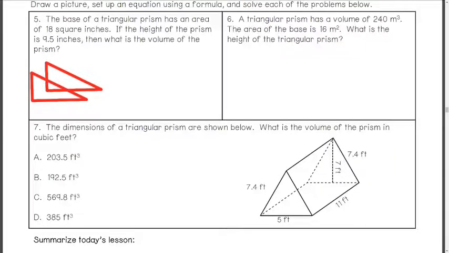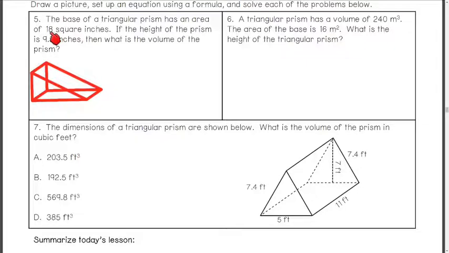What I like to do is have one of the points of these ends be in the center of the other triangle, and then you just connect the vertices, and that makes a triangular prism. Now that I have a triangular prism, I'm looking through the information, and it says the base of the triangular prism has an area of 18 square inches. If the height of the prism is 9.5, what's the volume of the prism?